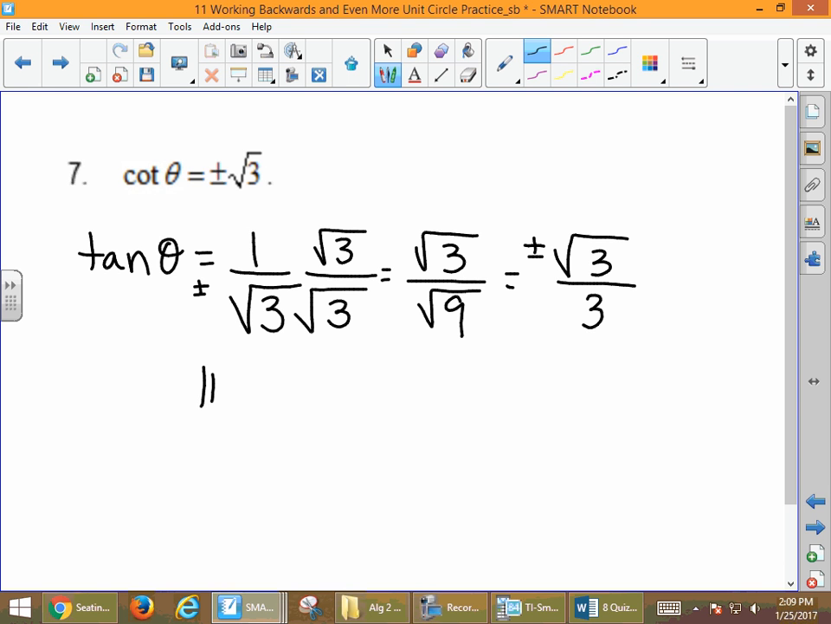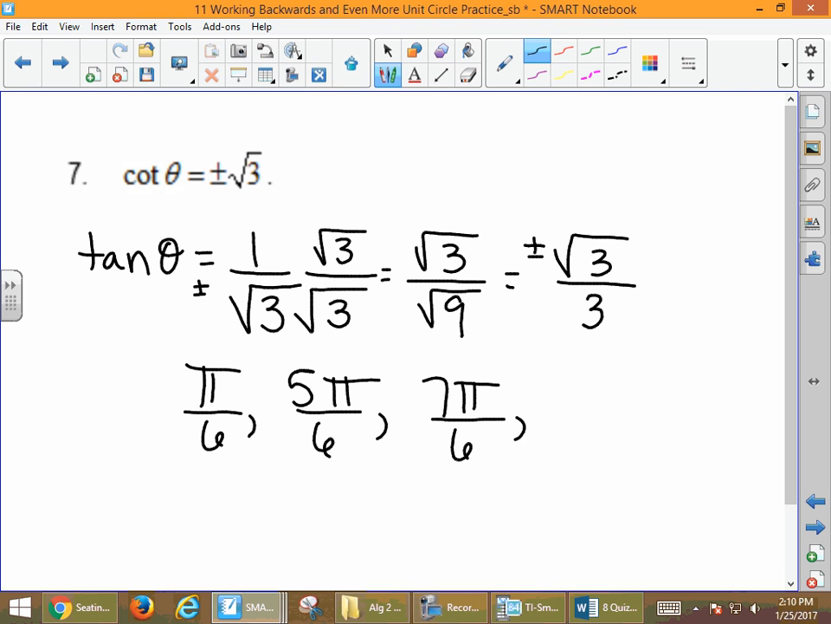So pi over 6 in the first quadrant. In the second quadrant, tangent is negative, but what's that value that's pi over 6 in the second quadrant? It's actually 5 pi over 6 in the second quadrant. In the third quadrant, tangent's positive. What's the pi over 6 in the third quadrant? 7 pi over 6. Numerator is 1 bigger than the denominator. And now, 11 pi over 6.